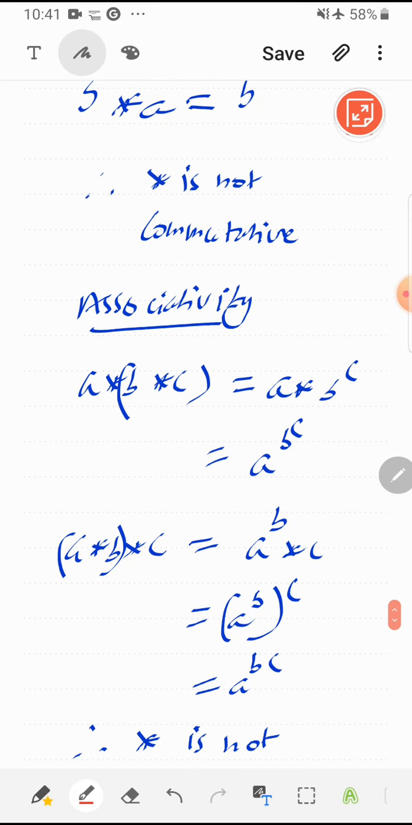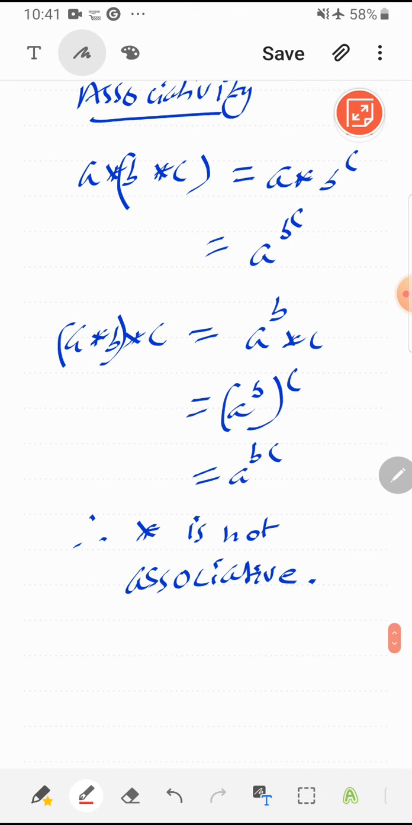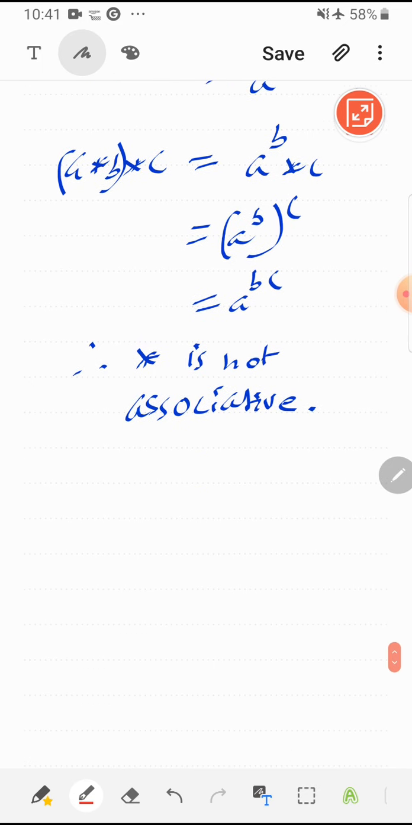Now for associativity, A star B star C. B star C means B raised to the power C. Now B raised to the power C is a single number, which will be written as the power of A. So it is A raised to the power B raised to the power C. Whereas A star B then star C means A raised to the power B then star C, or A raised to the power B whole raised to the power C. So this is actually power into power, A raised to the power BC. So star is not associative. You can also check this by any example.